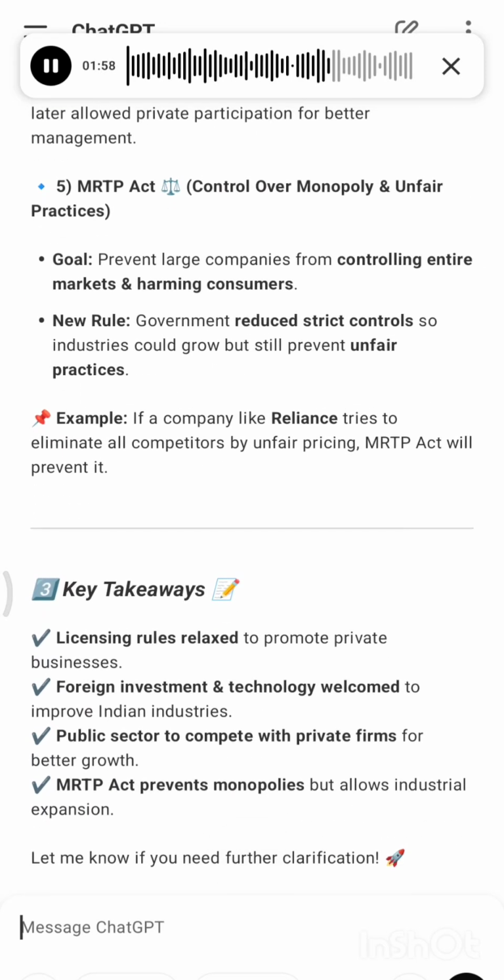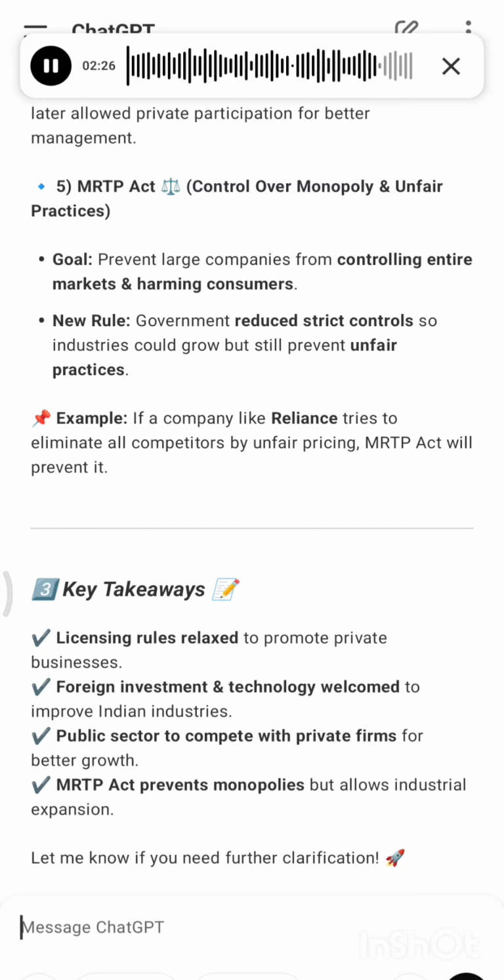5. MRTP Act, control over monopoly and unfair practices. Goal: prevent large companies from controlling entire markets and harming consumers. New rule: the government reduced strict controls, so industries could grow, but still prevent unfair practices. Example: if a company like Reliance tries to eliminate all competitors by unfair pricing, the MRTP Act will prevent it.